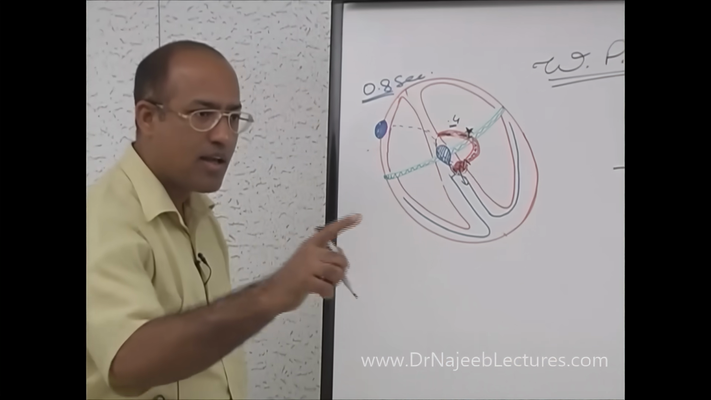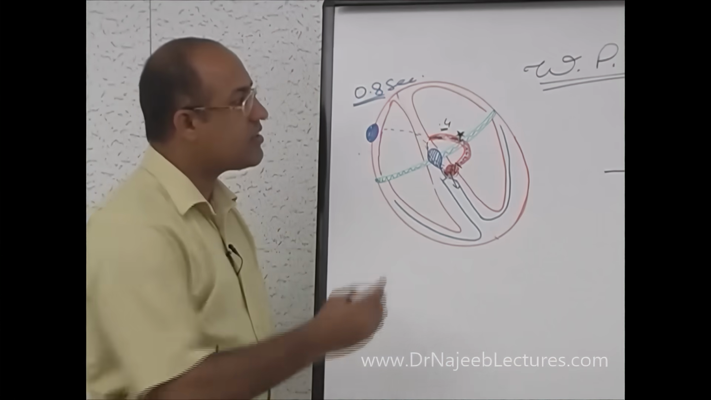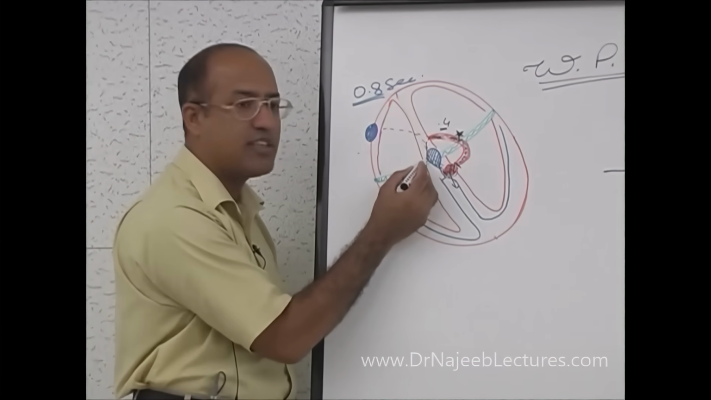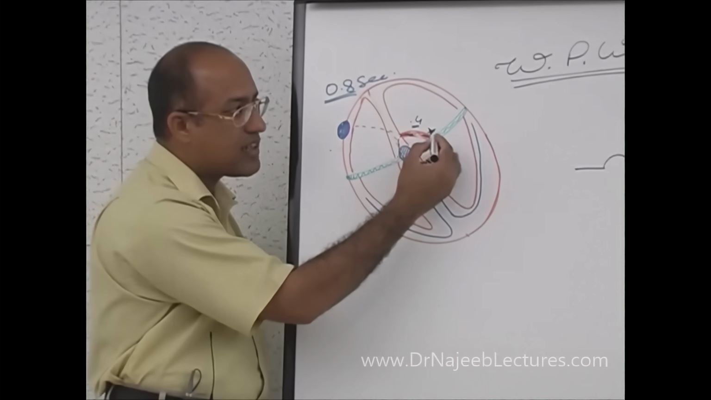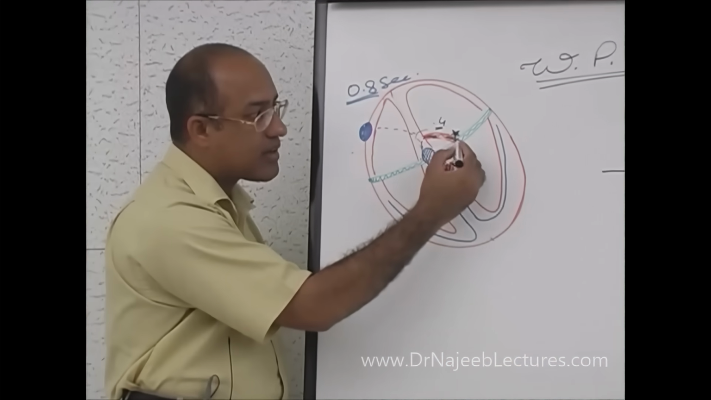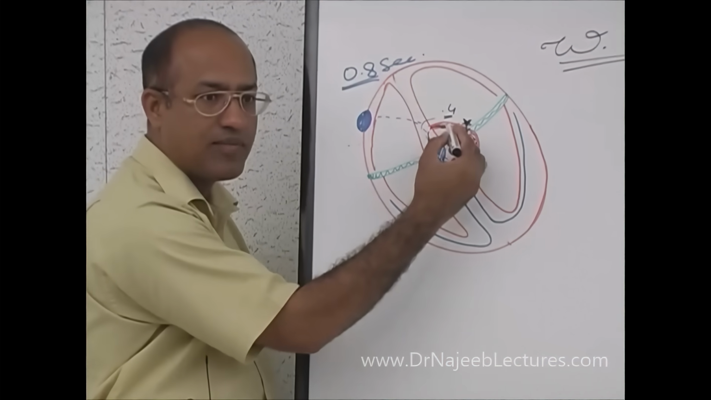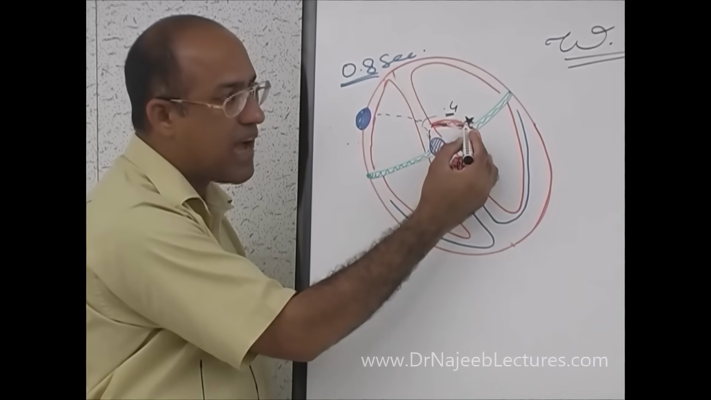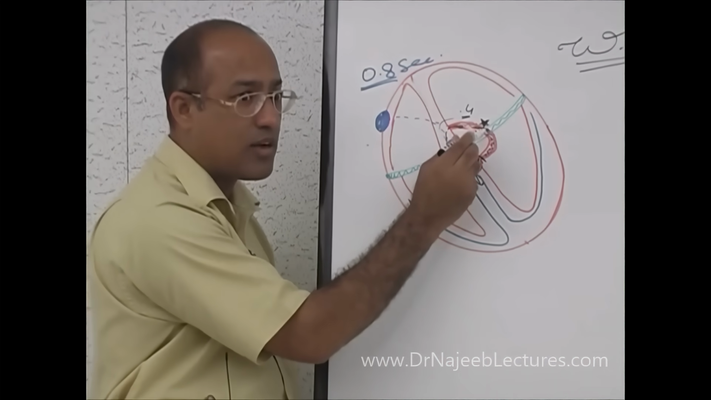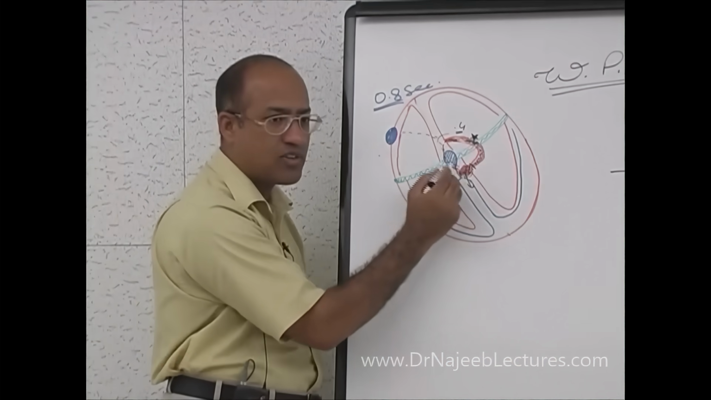Now, if this person develops an irritable focus, and this irritable focus is very near to one of these pathways, then it conducts only through one pathway and does not conduct through the other pathway. Then the impulse going through one pathway may re-enter from the other pathway. And by the time it reaches back at the first point, if this point has come out of the refractory period and is excitable, re-entry will start.